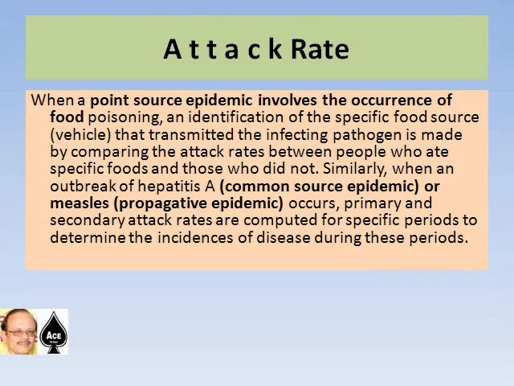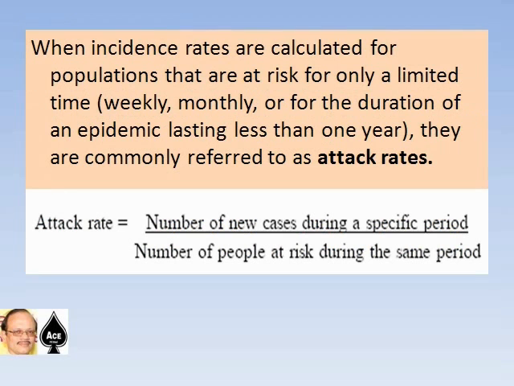Attack rate. When a point source epidemic involves the occurrence of food poisoning, an identification of the specific food source or vehicle that transmitted the infecting pathogen is made by comparing the attack rate between people who ate specific food and those who did not. Similarly, when an outbreak of hepatitis A, that is a common source epidemic, or measles, a propagative epidemic, occurs, primary and secondary attack rates are computed for specific periods to determine the incidence of disease during these periods.